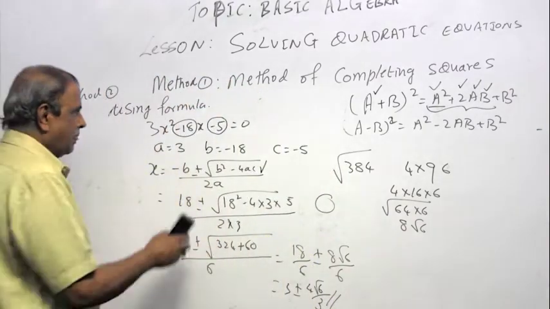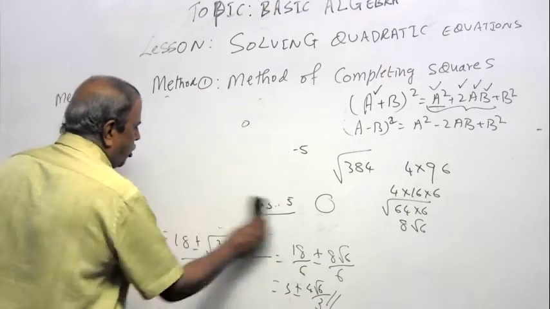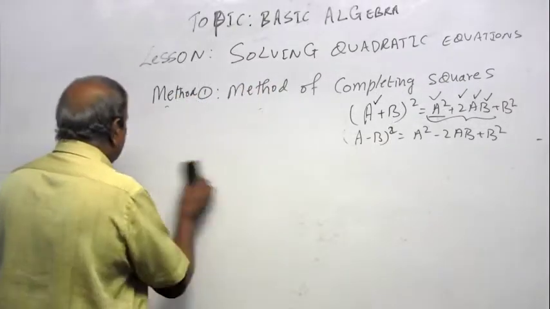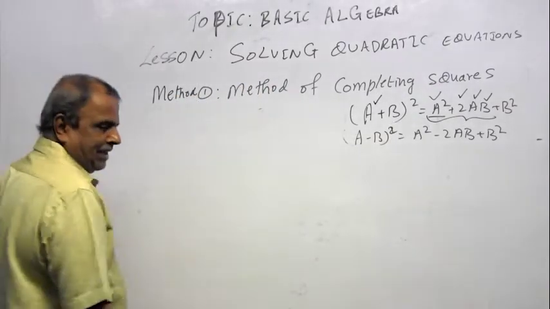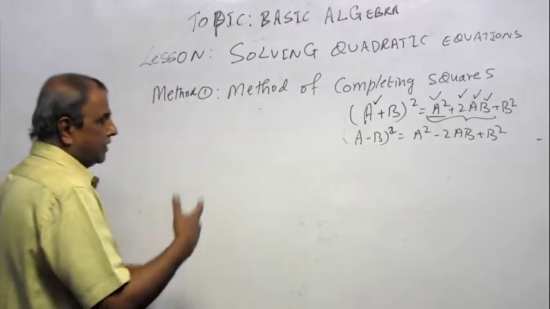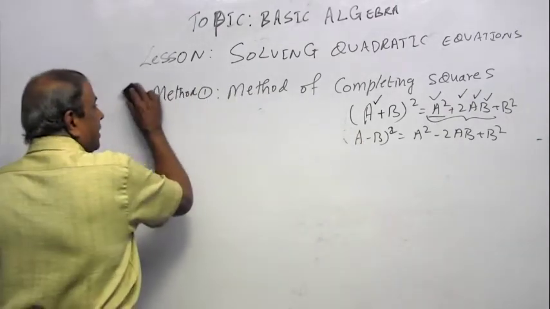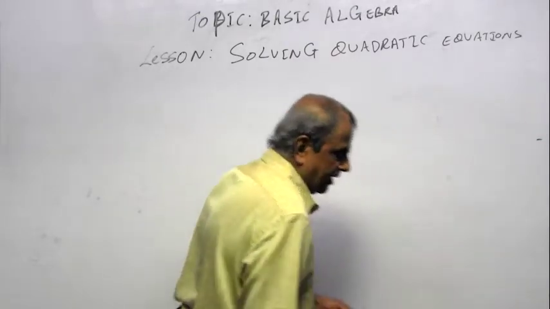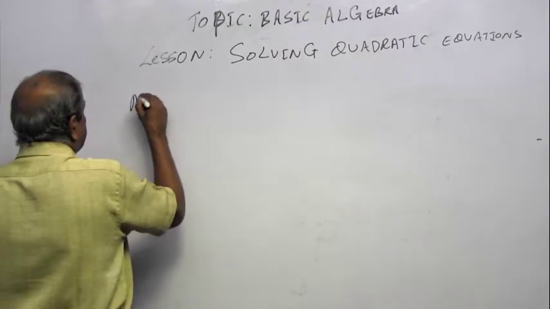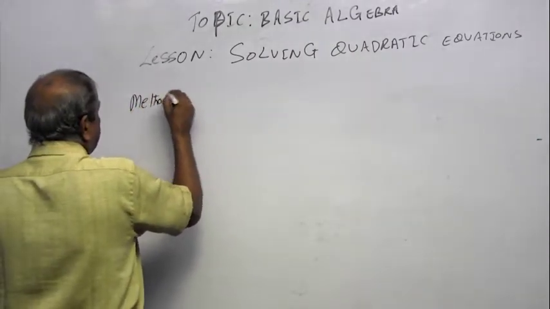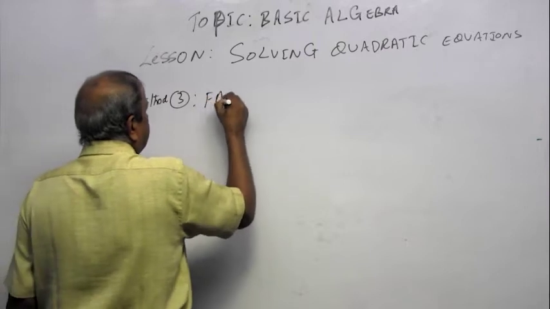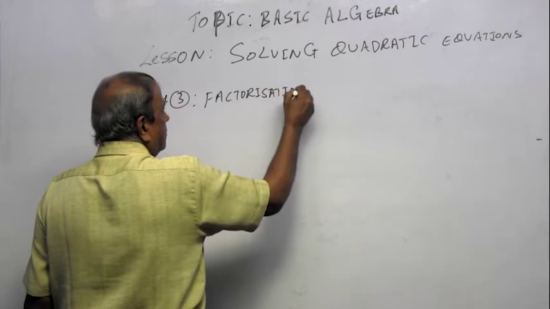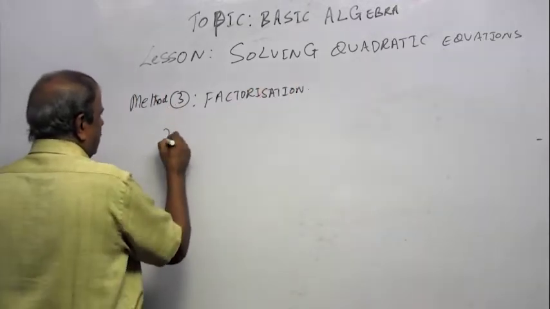So be careful. And of course, I don't want to go over factorization because all of you are very clever with factorization, but I want to show you one small error you people commit in factorization. I think the method of completing the square you're done. I've shown you how to use the formula, but more importantly, factorization. So method 3 is factorization.